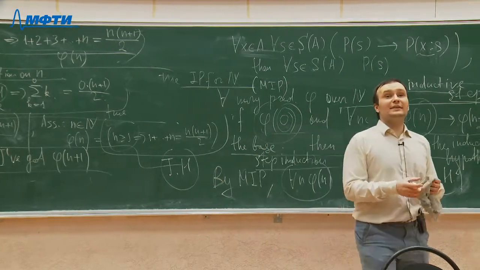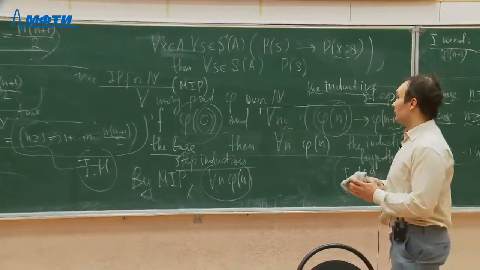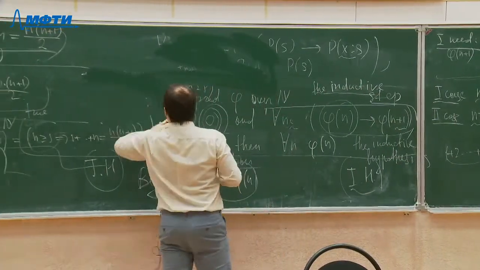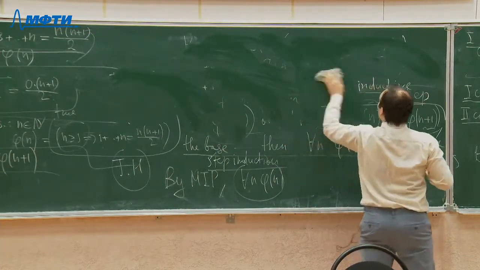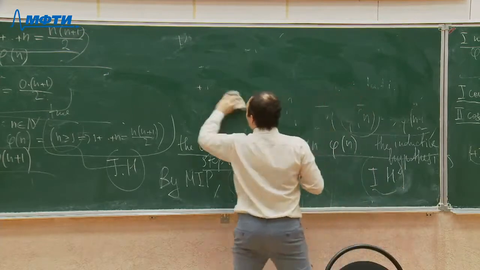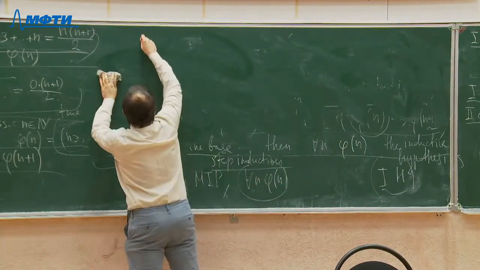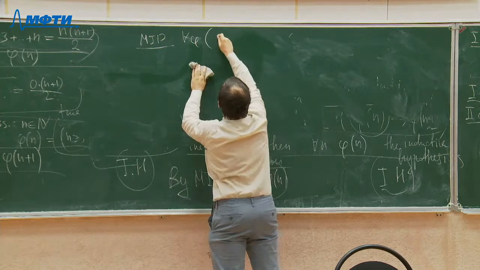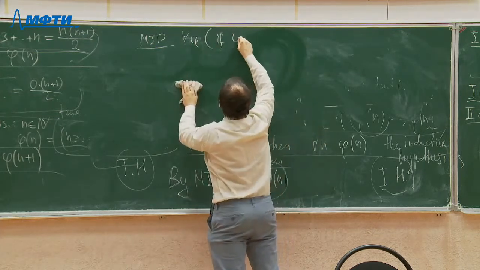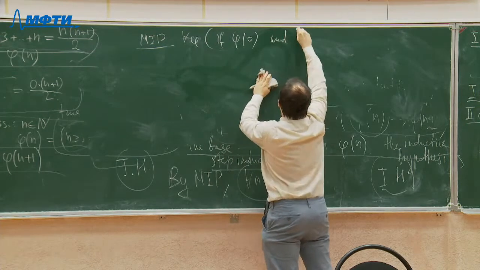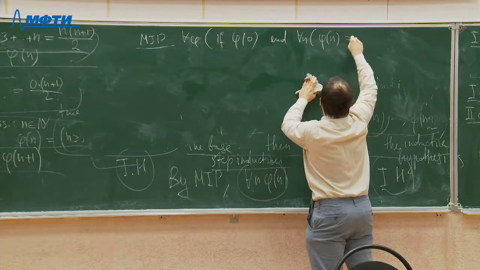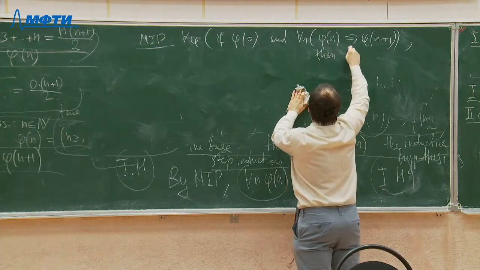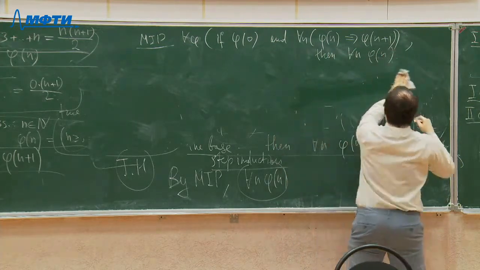Now, let's consider a more interesting example. A more interesting example. So, let's free more space. Okay, MIP says that for each unary property phi, if phi of 0 holds, and for each n from phi of n it follows phi of n plus 1, then phi holds for every natural.